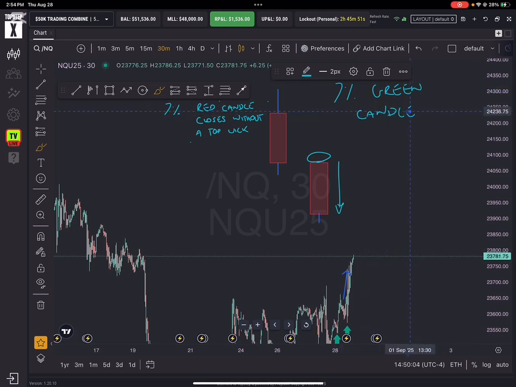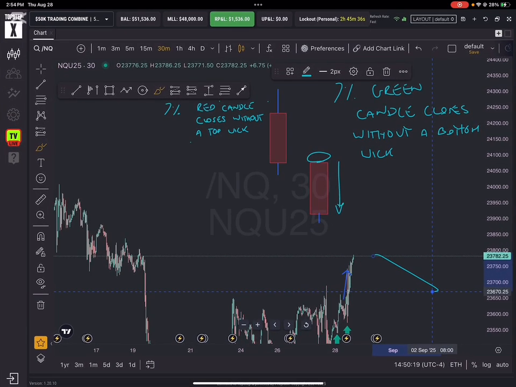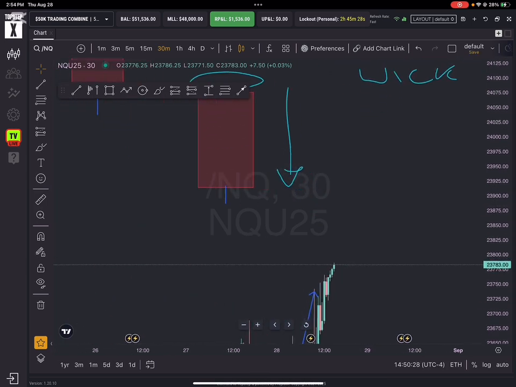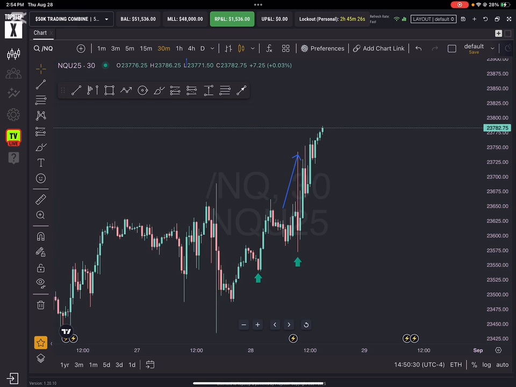candle closes without a bottom wick. So you have a 90% chance that you're correct. There's a 90% chance that you can catch a trade because a candlestick does not have a bottom wick. And that, by the way, guys, is specifically on TopStepX.